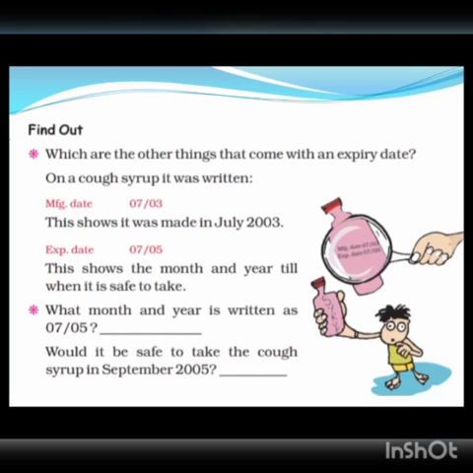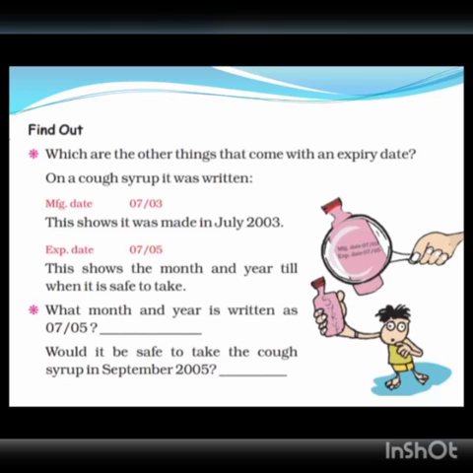Next, on a cough syrup, it was written MFG dot date 07/03. MFG dot date means manufacturing date, and that is the date of packing. Kindly note, here we have only month and year. We don't have a date. So 7th month means July and 03 means 2003. So this shows it was made in July 2003.